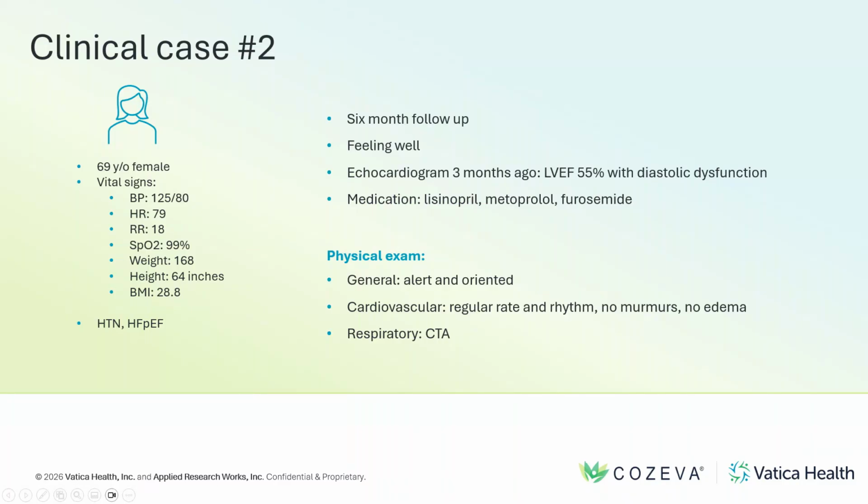So the second case is a 69-year-old woman. She comes in for her 6-month follow-up. She has a history of long-standing hypertension and heart failure with a preserved ejection fraction, or HFpEF. An echocardiogram from 3 months ago showed an LVEF of 55% with diastolic dysfunction. Today, her weight's stable, she's feeling well, and she reports no worsening symptoms. On exam, there's no evidence of volume overload, so you decide to continue her current treatment plan.